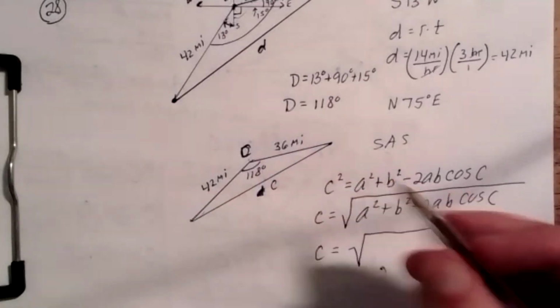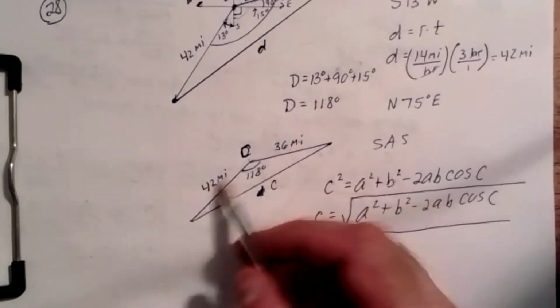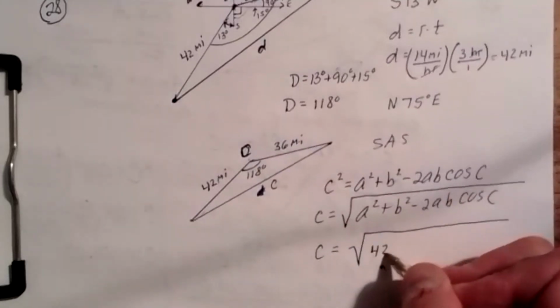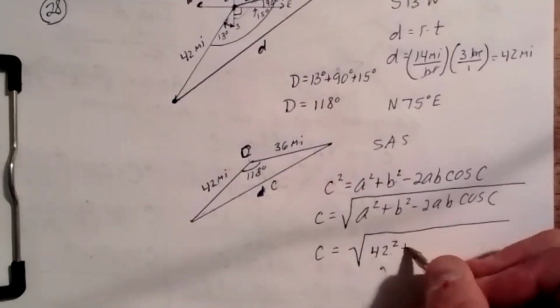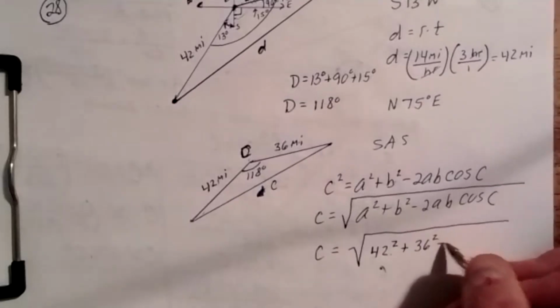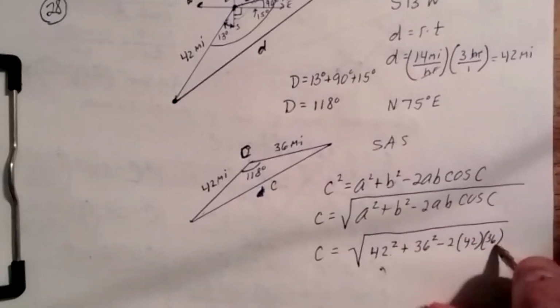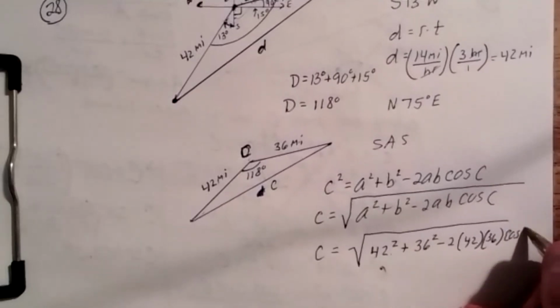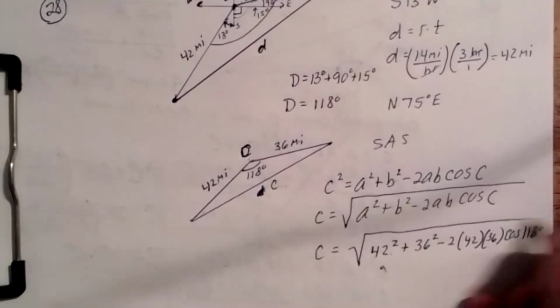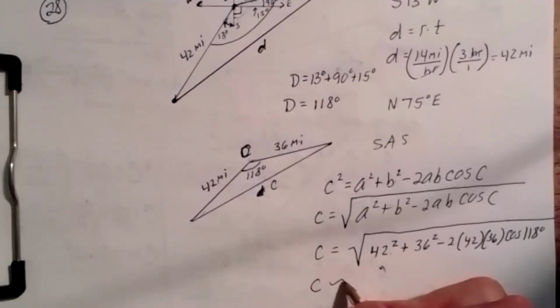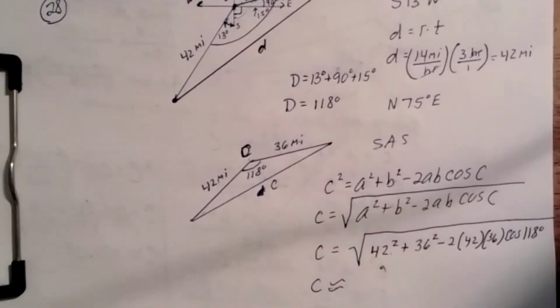So side C, which is the distance between the ships after 3 hours, is going to be side A's length, and it doesn't matter which one you call side A and B here: 42 miles squared plus 36 miles squared minus 2 times 42 times 36 times the cosine of 118 degrees. Get on your calculator, ladies and gentlemen, and dial that up. And approximately what is the distance between those ships 3 hours after they leave the harbor at the same time, traveling their speeds on their respective headings?